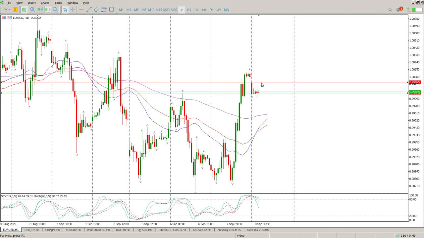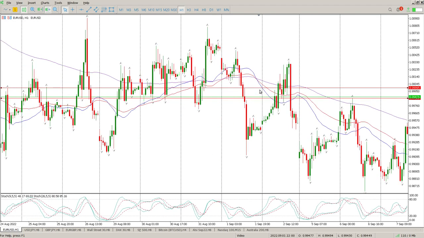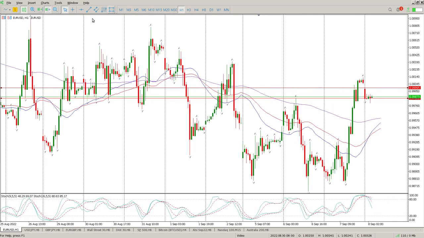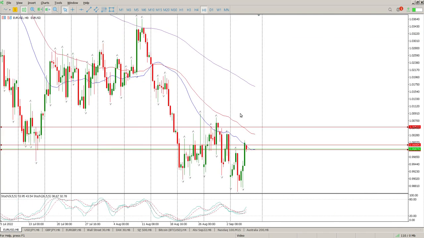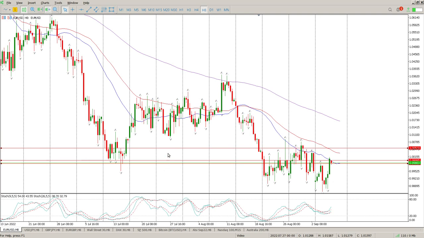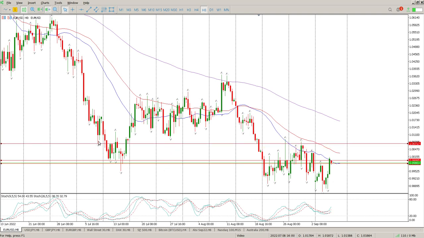So if we get above this and we stay above this, there's a good possibility that we start moving a little bit higher. I wouldn't say a recovery as such, but definitely start looking for the next level, and that would ideally be around here at 1.00717.